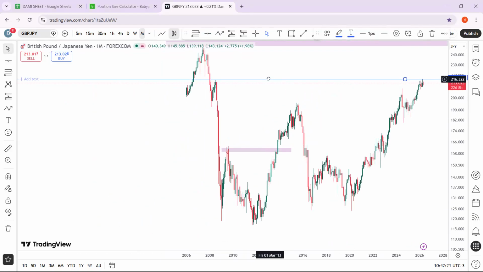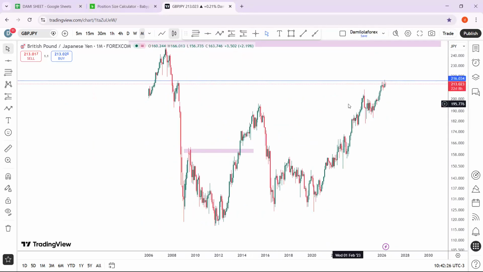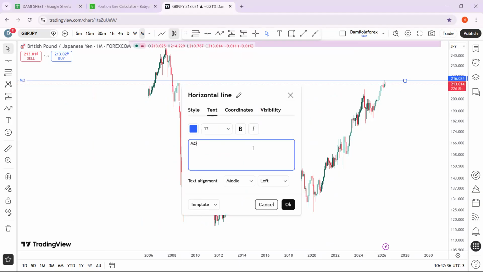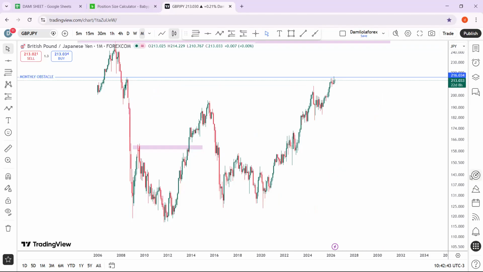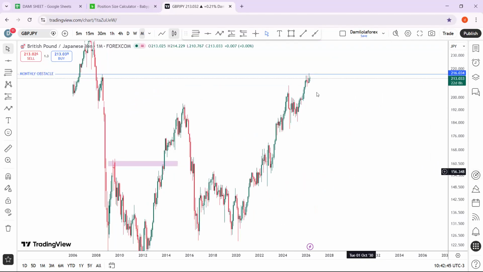We are going to see that price is trading around where I call a monthly obstacle point. You can see it's a resistance level, and that's the resistance that price is currently at. That's where price is currently trading. Okay, so I'm now going to go ahead and target it as a monthly obstacle level. Then after tagging the monthly obstacle level, what is next?